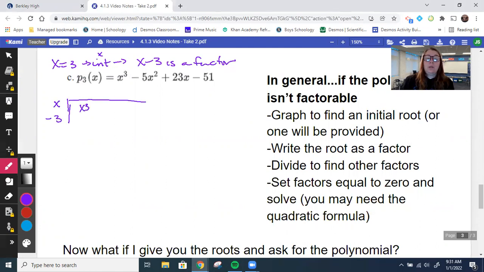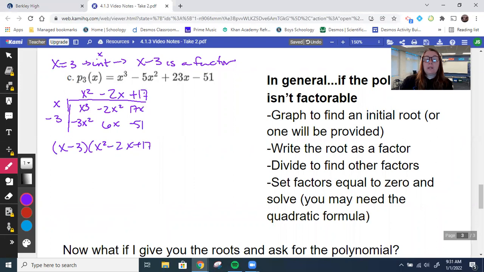This is x cubed here, so this would be x squared. This would be a minus 3x squared. My x squareds have to add up to be negative 5x squared, so this would be negative 2x squared. This would be a minus 2x. Negative 2x times negative 3 is 6x. 6x plus what is 23x? This would have to be 17x, so it would then be plus 17. 17 times x is 17x, and then 17 times negative 3 is negative 51. Again, I should have no remainders. So the factors are x minus 3 and x squared minus 2x plus 17.